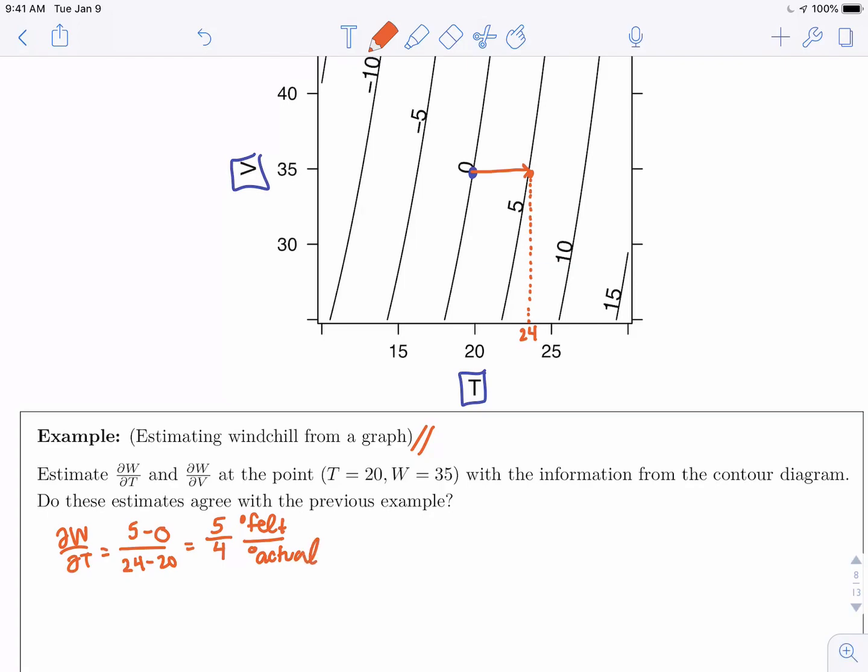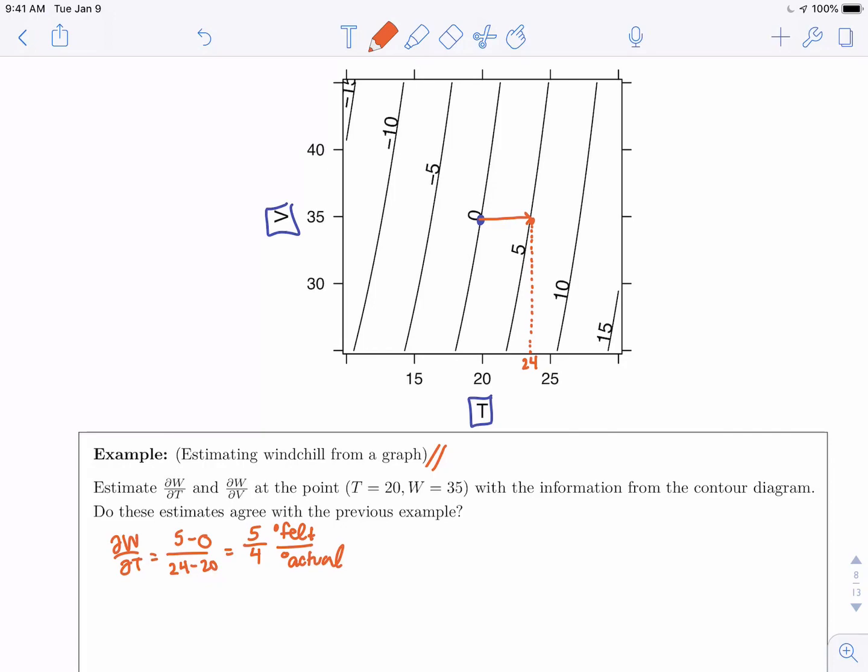So go ahead and take a second. Knowing what you know about leaving temperature constant and changing wind speed, what can you do to estimate?